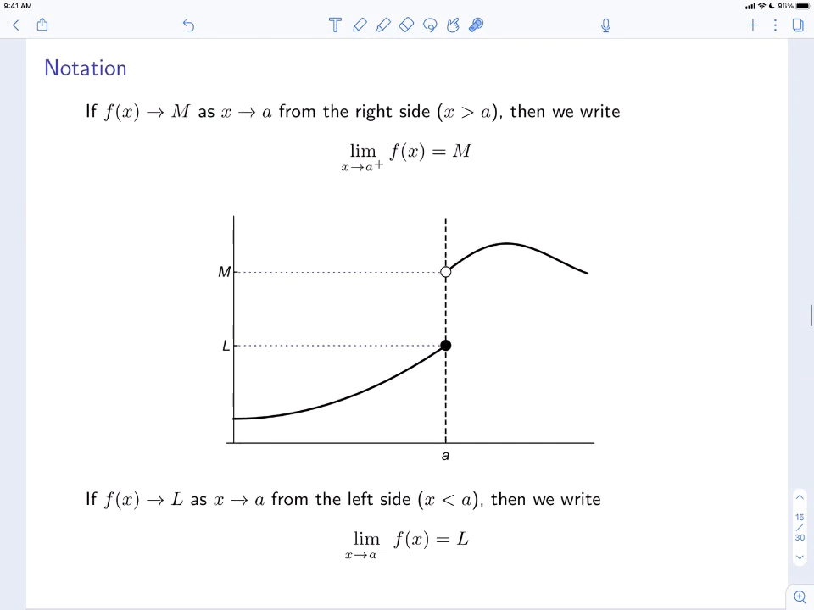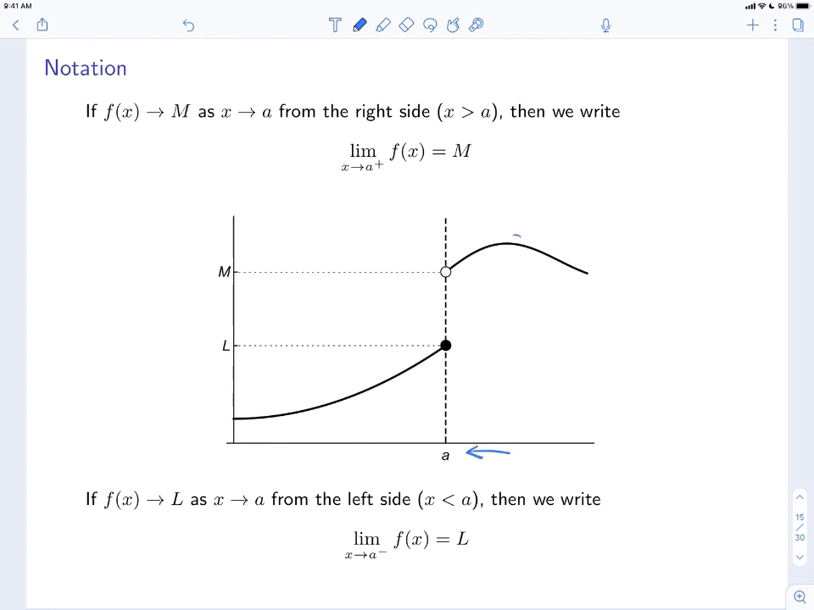We've been using a certain notation, so let's formally introduce it. If f at x approaches m as x approaches a from the right side, so if x is greater than a, then we write the limit as x approaches a plus. So again, this is a plus something. That means we're approaching from larger numbers. X is to the right. So in this case, we say the limit as x approaches a from the right of f at x is m.